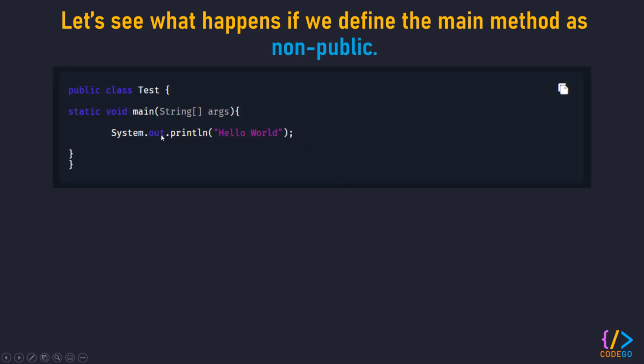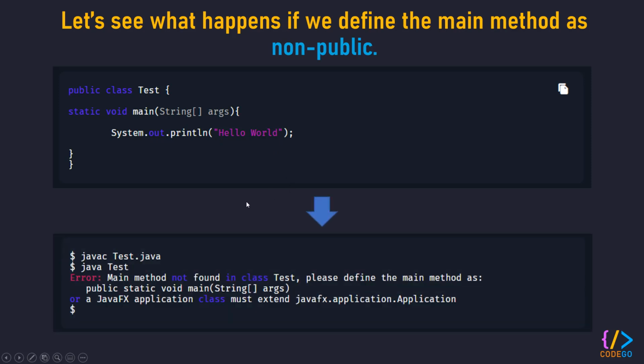Okay, so if you're going to evaluate this code, public class Test, which is the name of our class, yung main method natin, static void main, so inalis po natin si public. Okay, we have System.out.println Hello World. So the output will be an error. It will display a message: main method not found in the class Test. So, hindi po niya nakita yung main method natin.